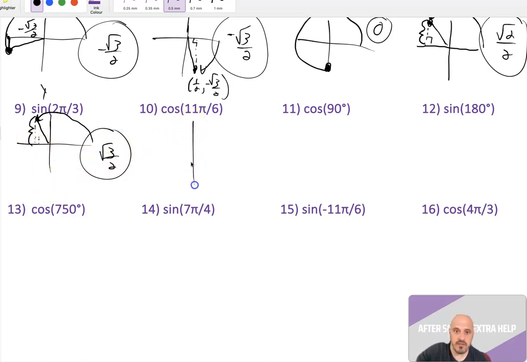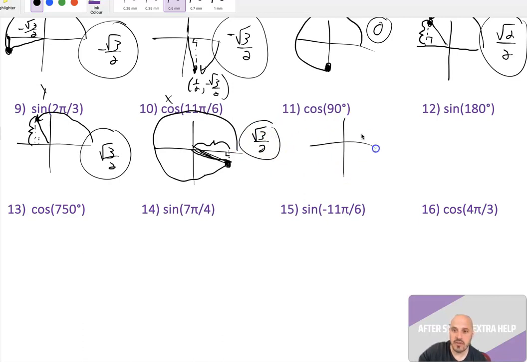Continuing along, how about 11 pi over 6? That's going all the way around till I'm pi over 6 left to go to my full rotation, right? So I'm over here. Really horrible drawing, sorry. I want cosine, that's my x value, so my x value is the longer side. And it's positive, right? Because I'm in my first quadrant. So I have root 3 over 2.